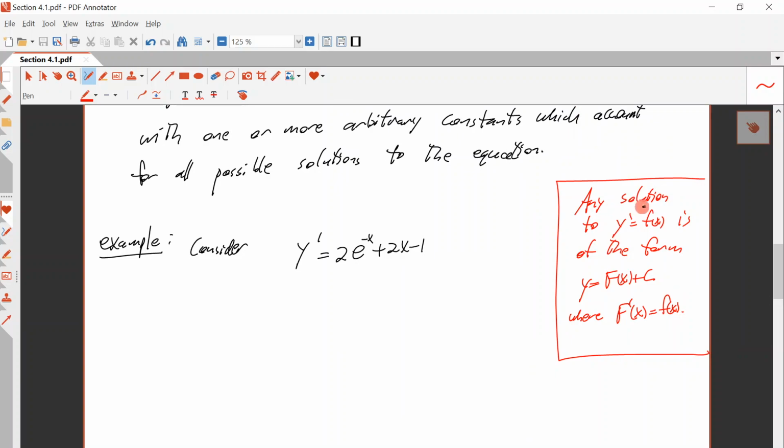So this is the simplest type of differential equation you can have. Any solution to y prime equals f of x is of the form y equals capital F of x plus c, where capital F is any antiderivative of little f, and c is an arbitrary constant.